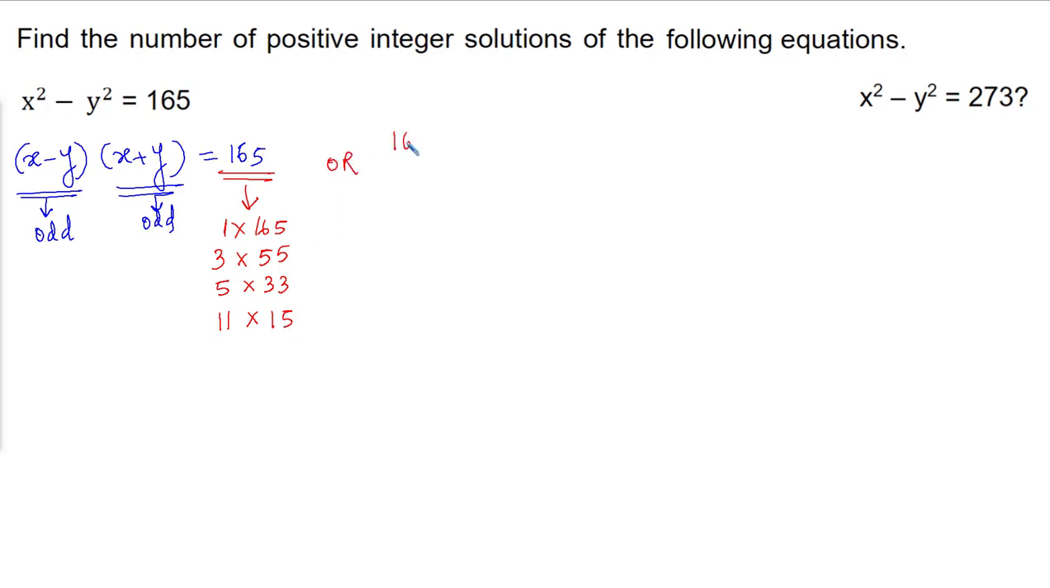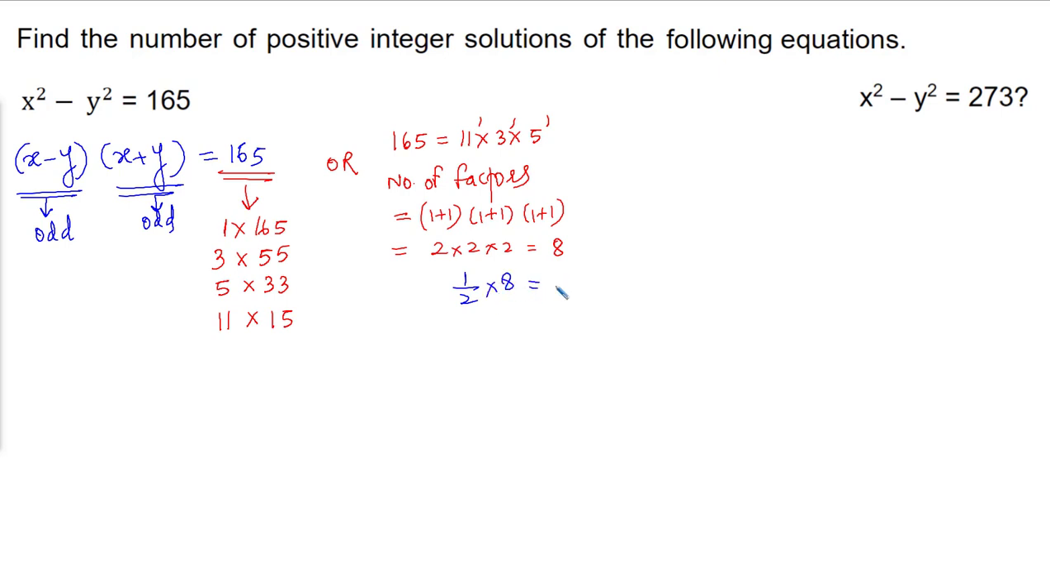The prime factorization of 165 is equal to how much? 11 into 15, that is 11 into 3 into 5. So how many factors are there? Let's have a look. The number of factors is (1 plus 1) into (1 plus 1) into (1 plus 1), that is 2 into 2 into 2, so there are a total of 8 factors. And in how many ways can we express 165 as a product of two numbers? That is half into 8, that is equal to 4 ways.